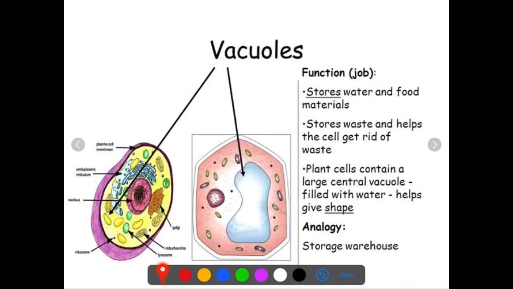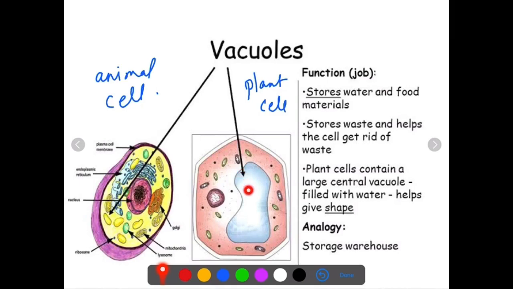The next cell organelle we are going to study is vacuoles. You can see these are the vacuoles. Which cell is this? This is a plant cell, correct? And which cell is this? This one is an animal cell. And let us see the position of vacuole in plant cell.